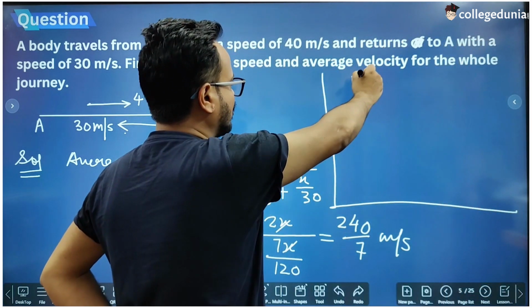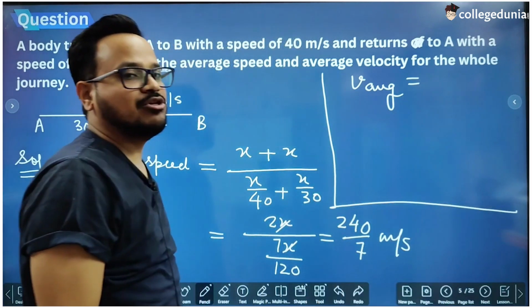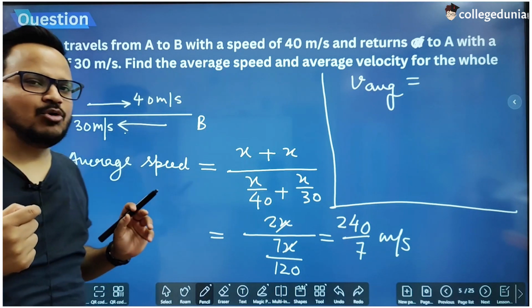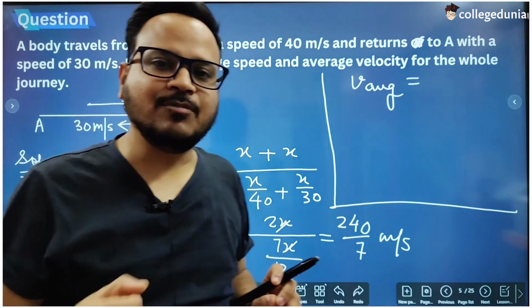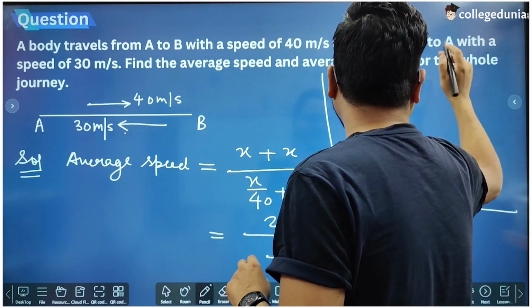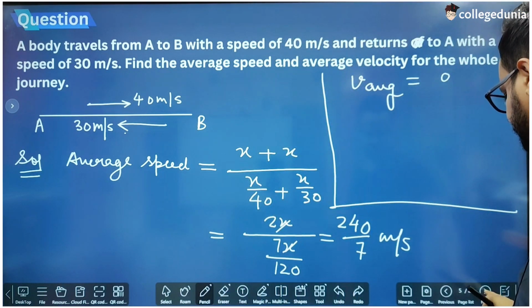And what is the average velocity? Average velocity is the displacement over time. What is the displacement? The body is again at A. The body started from A, goes to B, then it is again at A. So the initial point is A and the final point is also A. The distance between the initial and final point is 0. So the displacement is 0, and 0 by time, the velocity is 0.